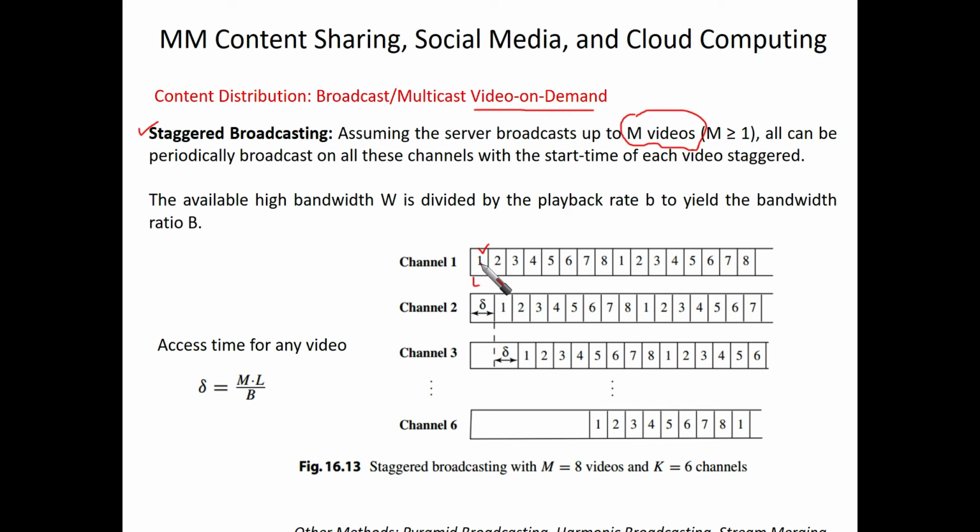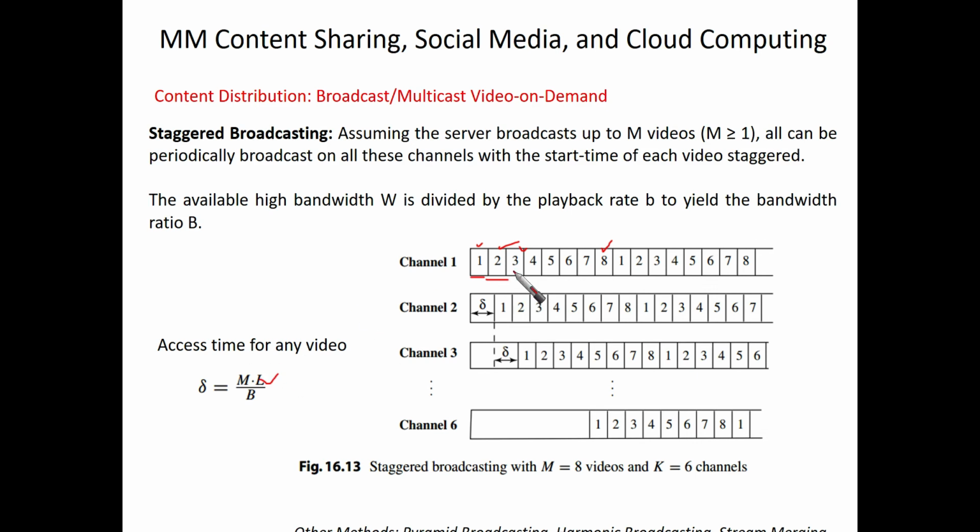So video number 1, and then video number 2 is played in the next L minutes or L seconds, and then video number 3 in the next L minutes. So these are basically time slots, right? Think of them as time slots. This is for video 1, then video 2 playing, and video 3, up to video 8 playing, and each one takes L units of time.